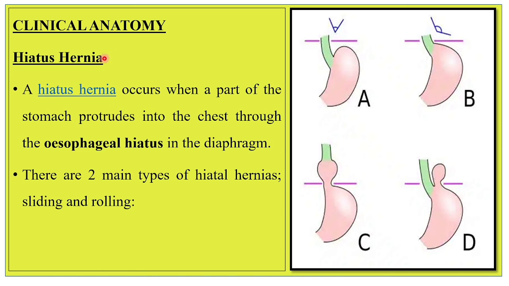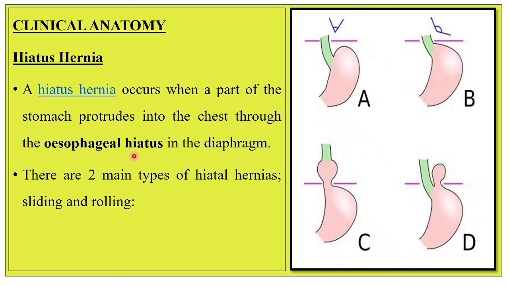Coming to the clinical anatomy, the first condition is known as hiatus hernia. A hiatus hernia occurs when a part of the stomach protrudes into the chest through the esophageal hiatus in the diaphragm. The esophageal hiatus is the opening in the diaphragm, and there are 2 different types of hiatal hernias: the sliding hiatal hernia and the rolling hiatal hernia. A hiatal hernia is a condition in which part of the stomach protrudes through the esophageal opening of the diaphragm.